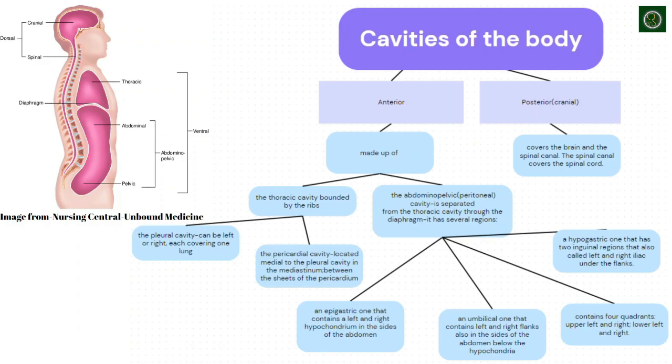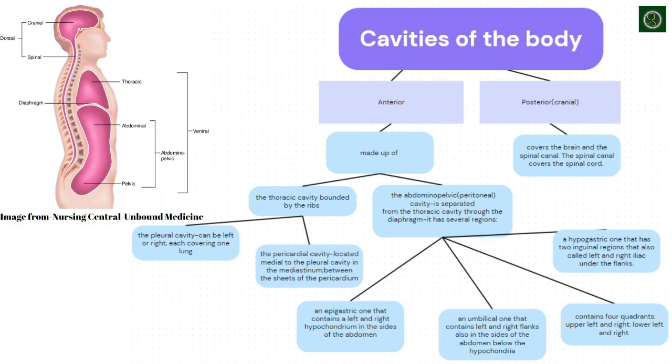The pleural cavity can be left or right, each covering one lung. The pericardial cavity is located medially to the pleural cavity in the mediastinum. This is a region that contains all the components of the thoracic cavity except for the lungs. The pericardial cavity is located between the sheaths of the pericardium.